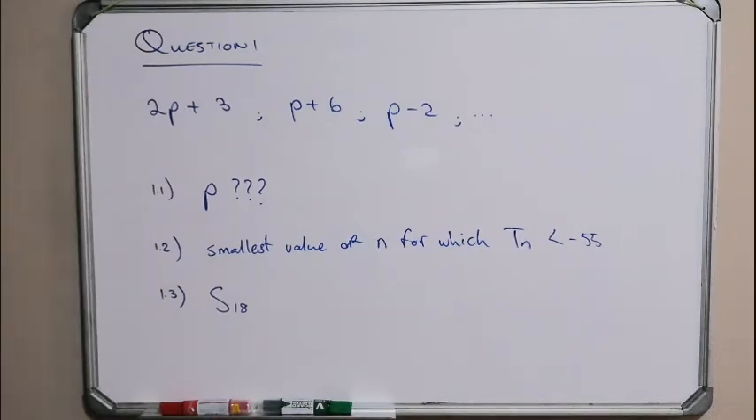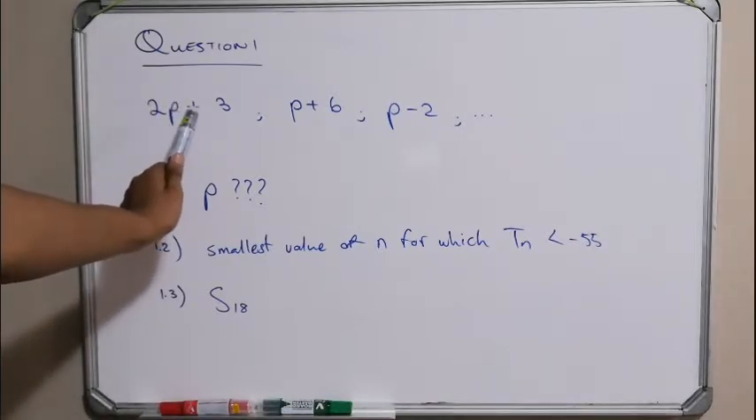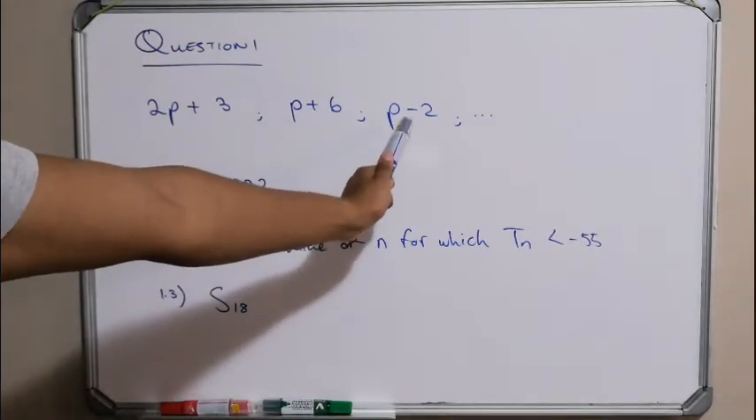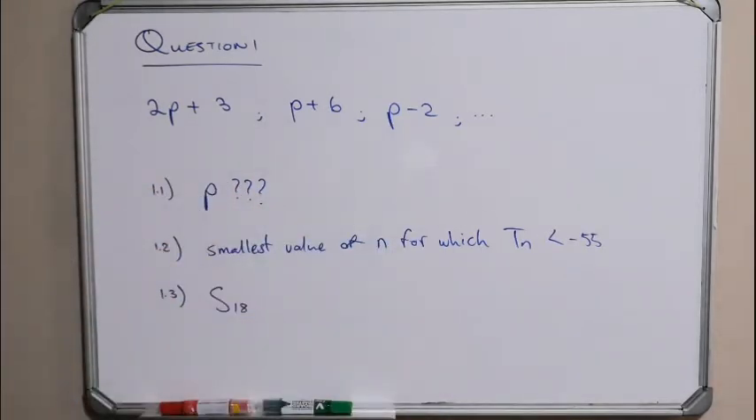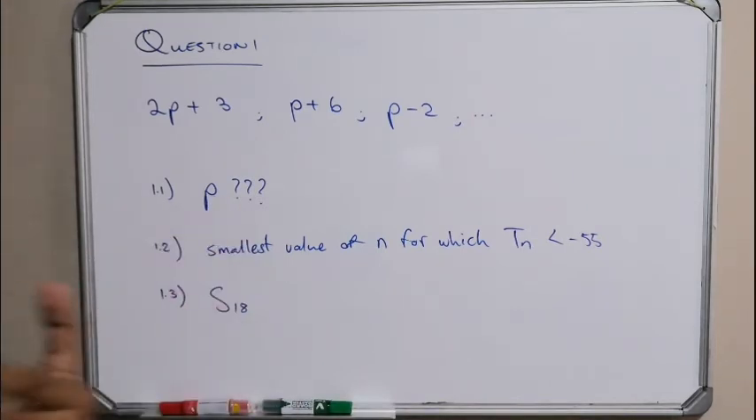Okay, so this is question 1 of the Tenacious test 1, I guess. We are given an arithmetic sequence. We have 2p plus 3, that's the first term, p plus 6, that's the second term, and p minus 2. And the first question basically asks us to calculate p. Essentially the question says show that p is equal to 11. So they kind of helped us out, telling us that p is 11, but we just need to show the workings for that.